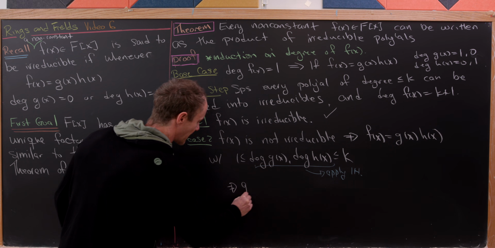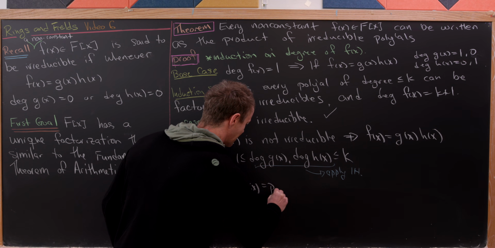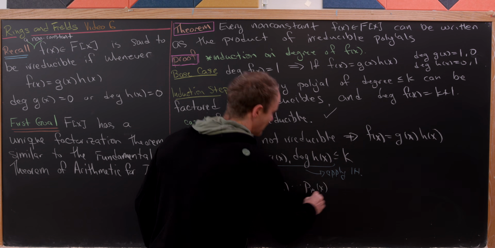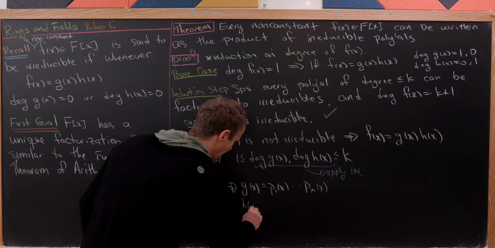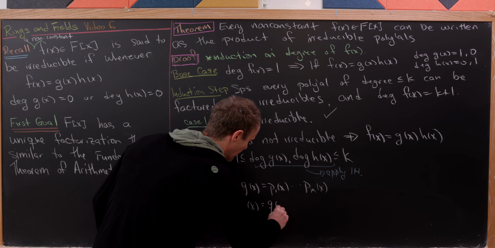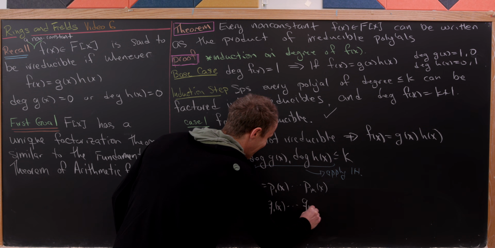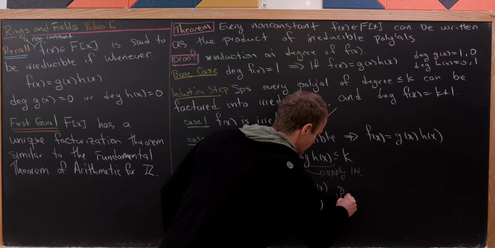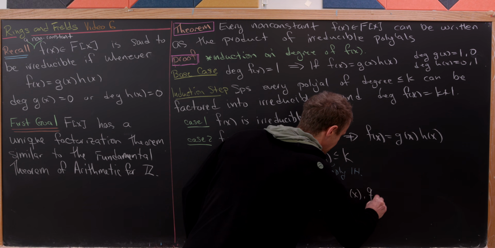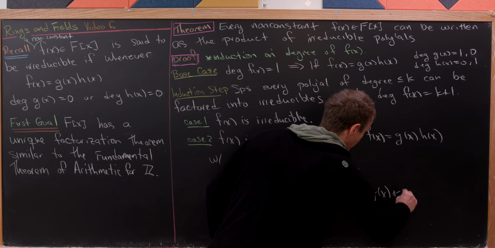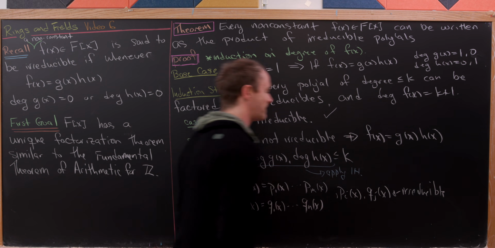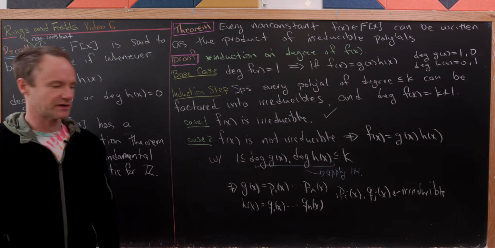So that means we can write g of x as perhaps p1 of x all the way up to pm of x. And we can write h of x as q1 of x all the way up to qn of x, where the pi of x and the qj of x are both irreducible polynomials. I really should say they're families of irreducible polynomials.